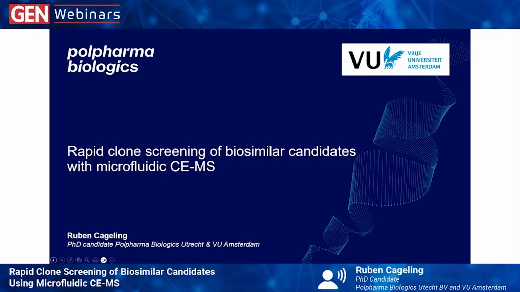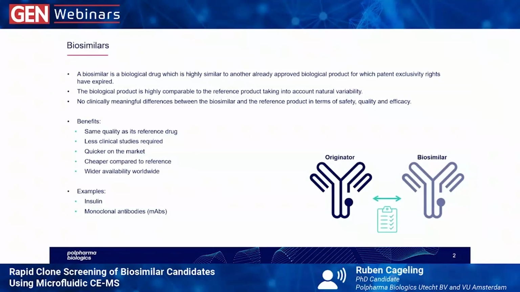First, a little introduction. So first, what are biosimilars actually? A biosimilar is a biological drug which is highly similar to another already approved biological product for which the patent exclusivity rights have expired. This drug is highly comparable to the reference product, but always taking into account natural variability because it's a biological product. And it also should have no clinically meaningful differences between the biosimilar and the reference product in terms of safety and quality and efficacy, meaning that both drugs can be used interchangeably.